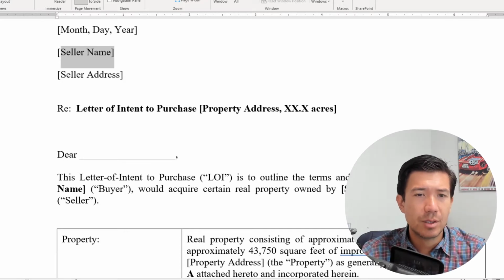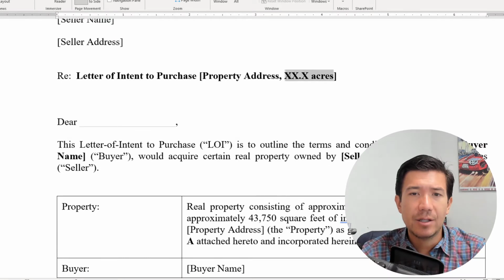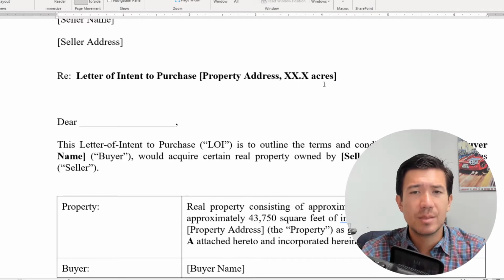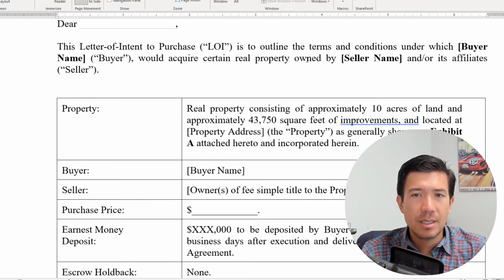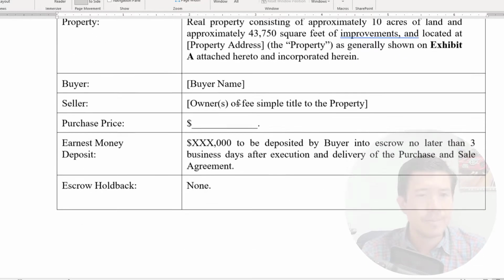Letter of intent to purchase, for this is going to be an industrial property. So the acreage is really pretty important because there may be multiple parcels. It may be an industrial complex. So you just want to specify that the address may encompass multiple lots, but you're interested in X percentage or X acres of that address. Letter of intent to purchase, terms and conditions, real property owned by seller. So here we have 10 acres of land, approximately 40,000 square feet of improvements.